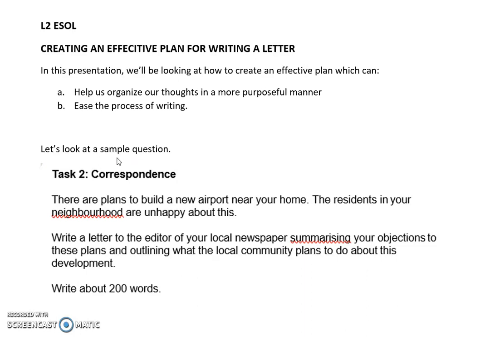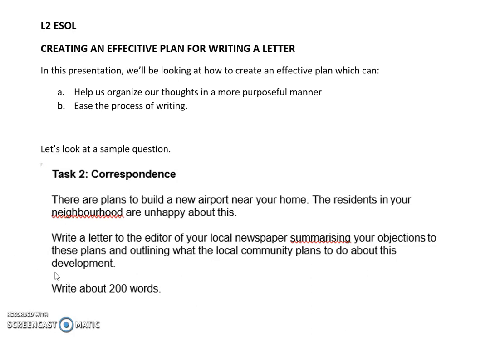Let's take a look at a sample question, and again, this is for Level 2 ESOL. There are plans to build a new airport near your home. The residents in your neighborhood are unhappy about the fact that there's going to be a new airport near your home. Write a letter to the editor of your local newspaper, summarizing your objections to these plans and outlining what the local community plans to do about this development.